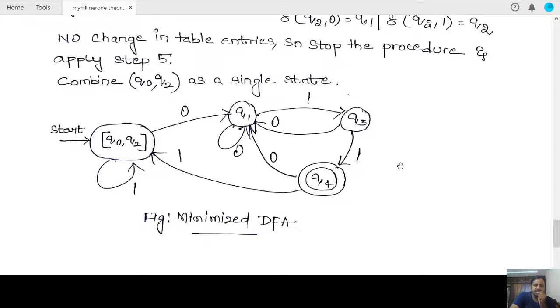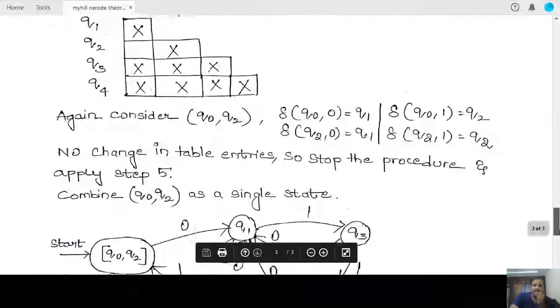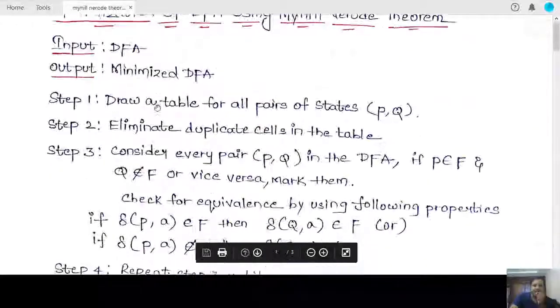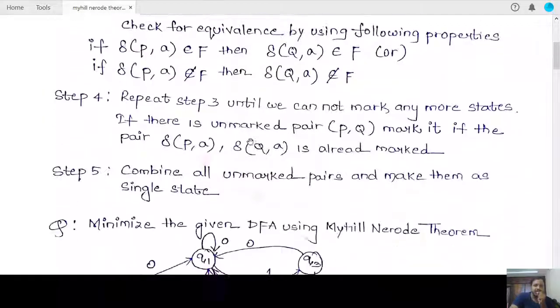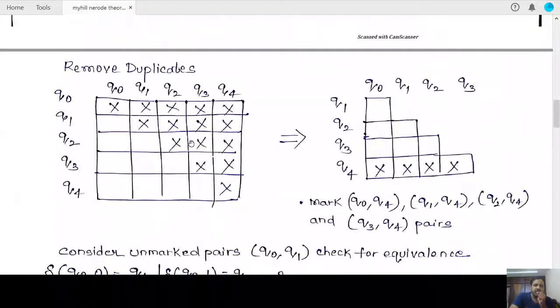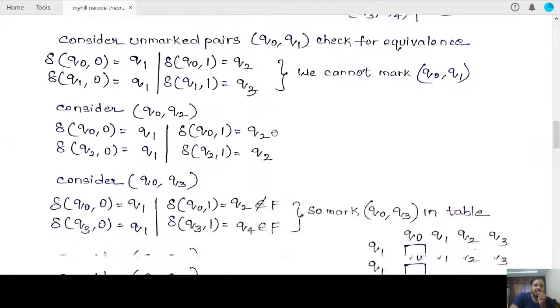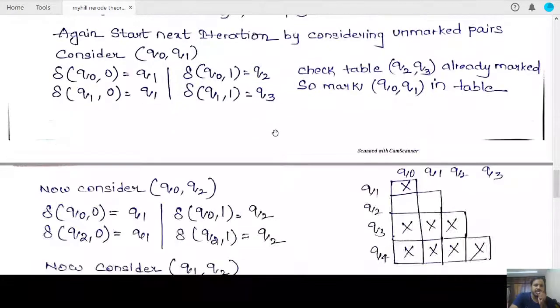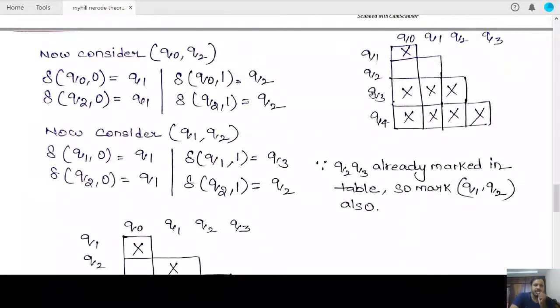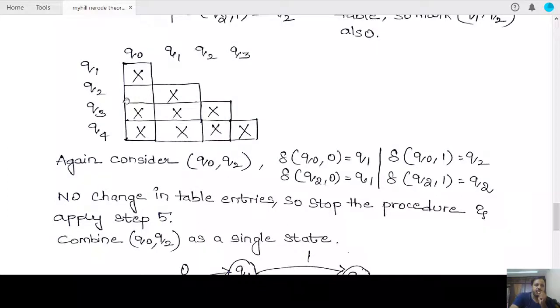So this is how we use this Myhill-Nerode theorem for minimizing the DFA. It is very easy. You just have to apply these 5 steps, so just go through the algorithm once. Moreover, what we have to do here is mark the cells. If the cells are not equivalent, we are marking them. Equivalent cells will never be marked. See here in the resultant table, Q0 Q2 remains unmarked.